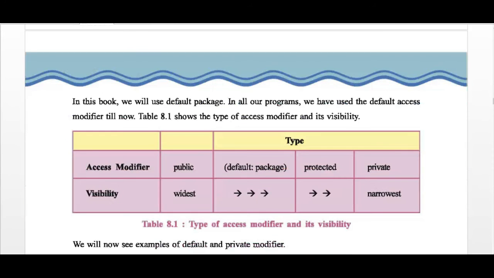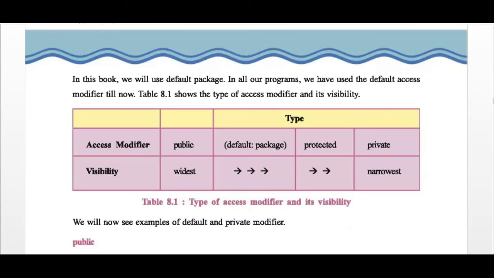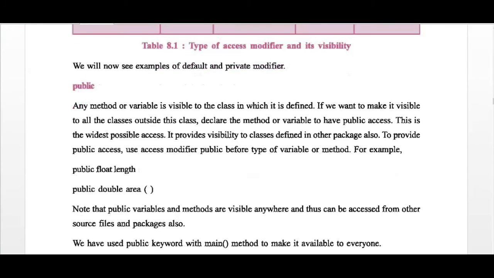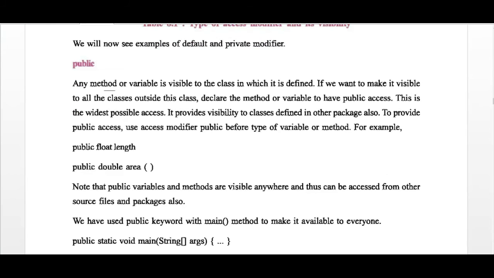See, this is the visibility for access modifiers. Public visibility is the widest visibility. Package is the default visibility. Protected is a narrower visibility, but it is not more than public and package. And private has the narrowest visibility. So see, public: any method or variable is visible to the class in which it is defined. If we want to make it visible to all classes outside this class, declare the method or variable to have public access.